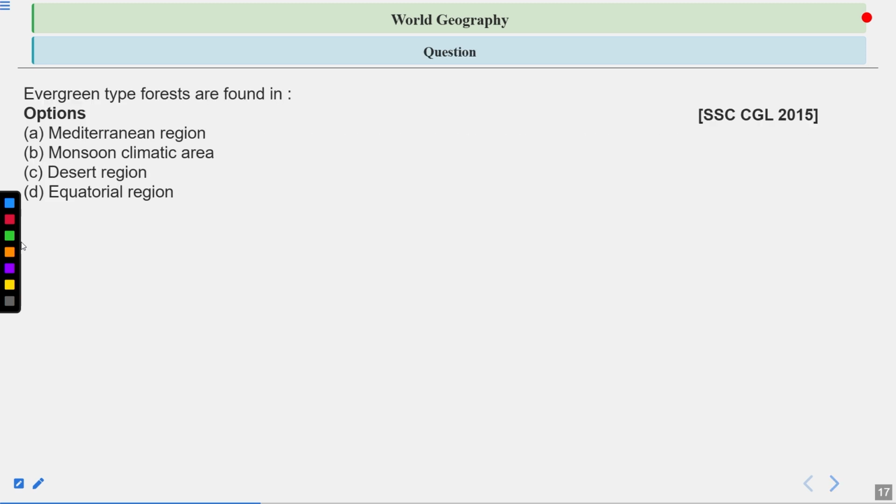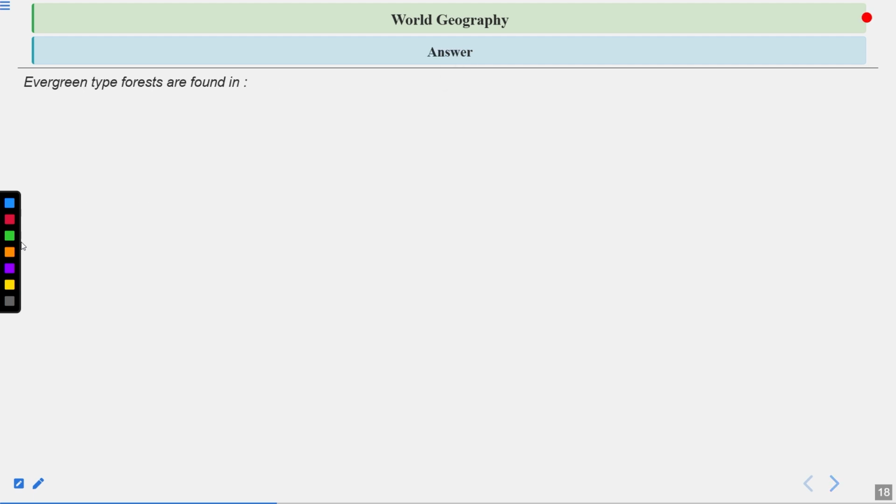Evergreen type forests are found in: options are Mediterranean region, monsoon climate area, desert region, or equatorial region. I just told you. Answer this question, guys. So as we just discussed, the answer of this question will be B option, monsoon climatic area.